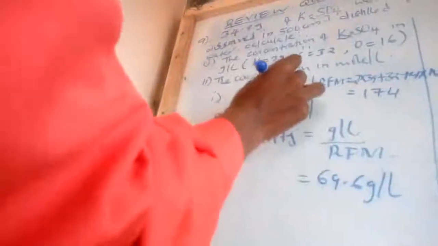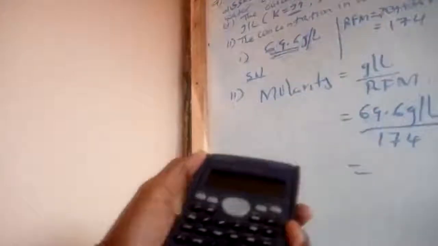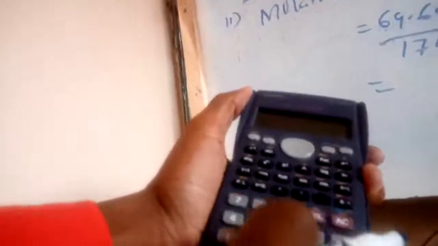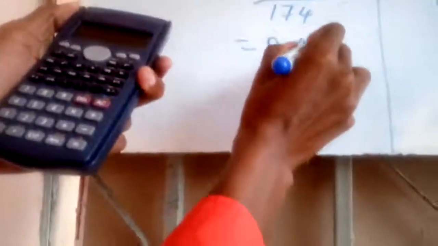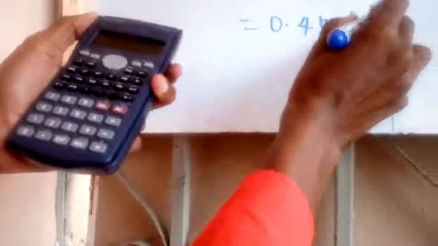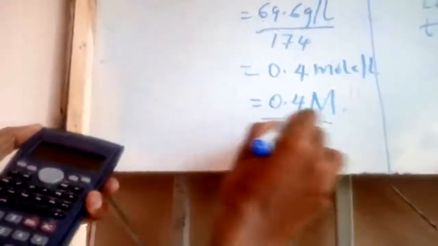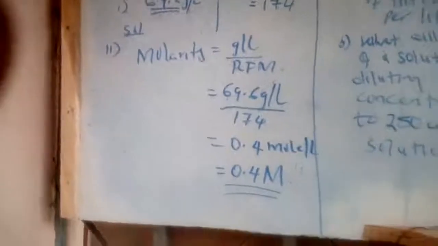Remember, there is "per liter" here, an omission, and you are supposed to divide by 174. After dividing 69.6 by 174, I am supposed to get 0.4 as the answer, and therefore our molarity becomes 0.4 moles per liter. In other words, you can write it as 0.4 capital M, and that becomes the answer to our second question.